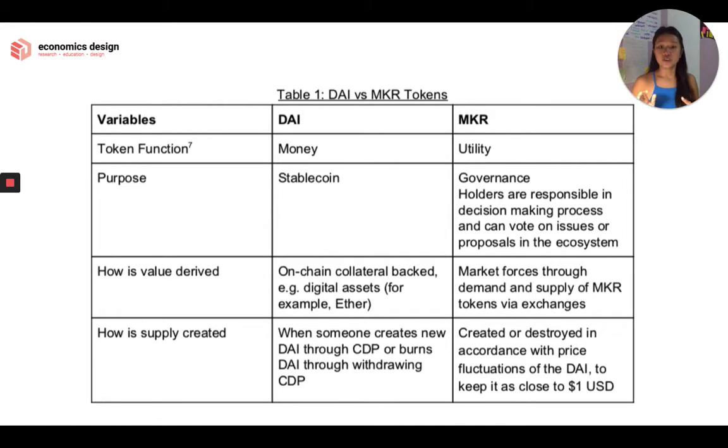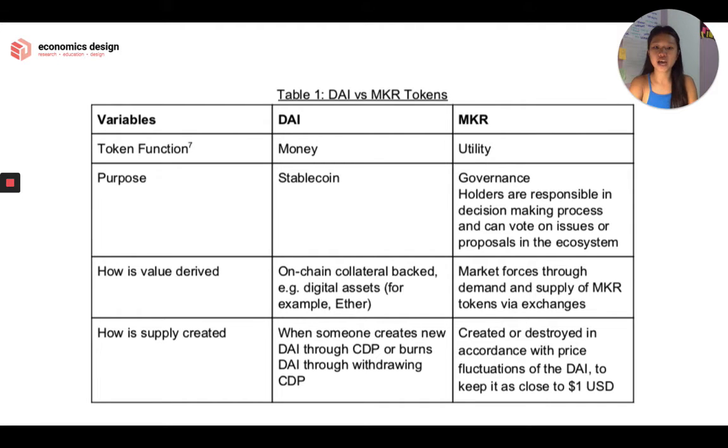So you've got DAI and MKR. The token function is different. DAI is a currency or money function, and MKR is utility. The purpose of DAI is that it's a stable token, stable with reference to the US dollar, being pegged to the US dollar. Maker, on the other hand, MKR, is a governance token, so MKR holders are responsible for making decisions, to vote on issues or proposals in the ecosystem.